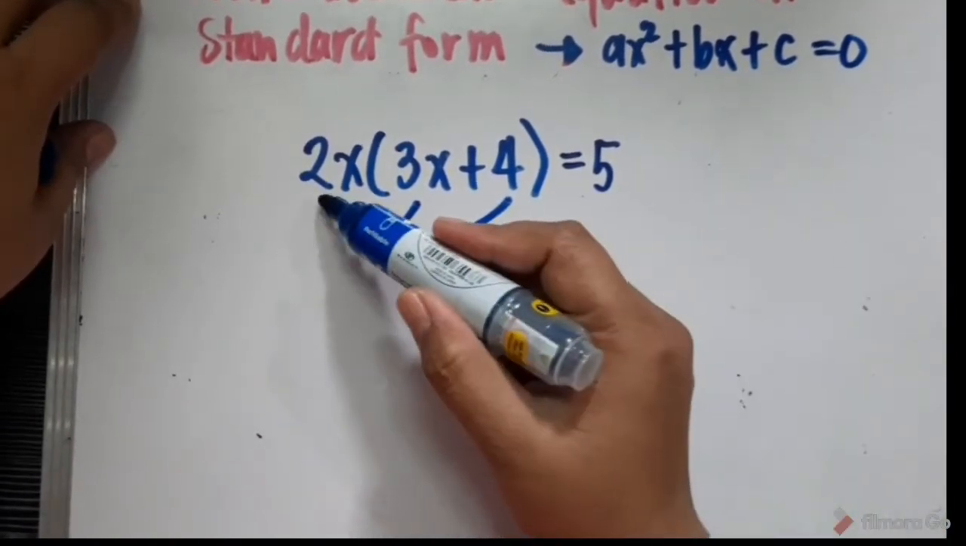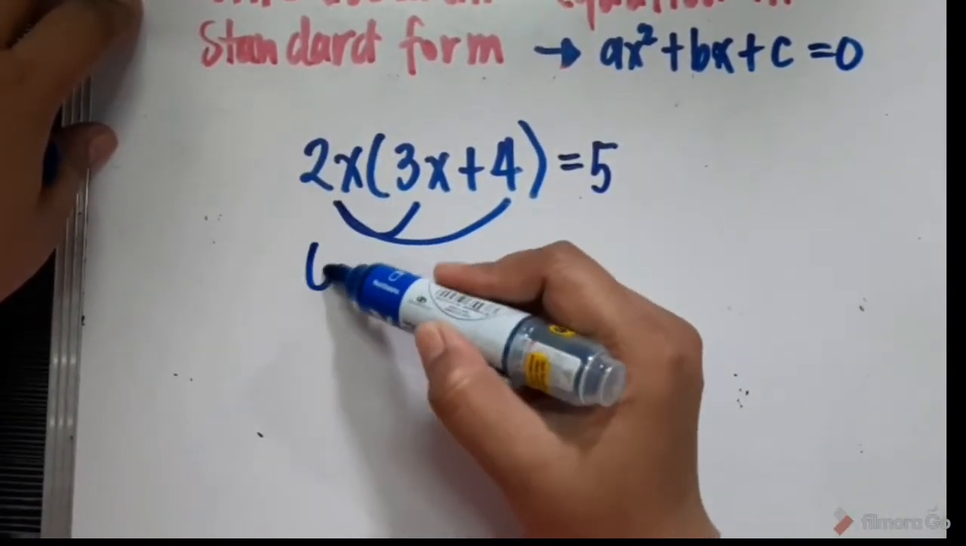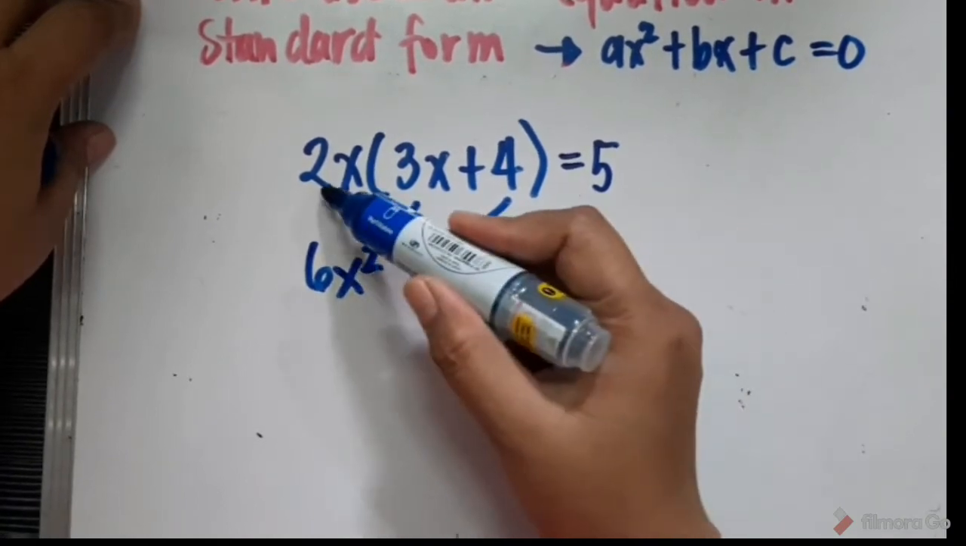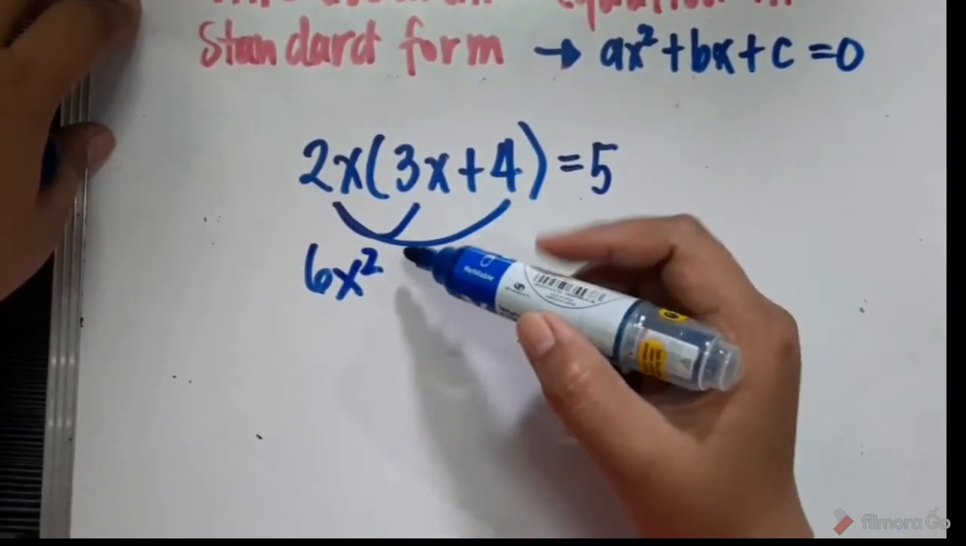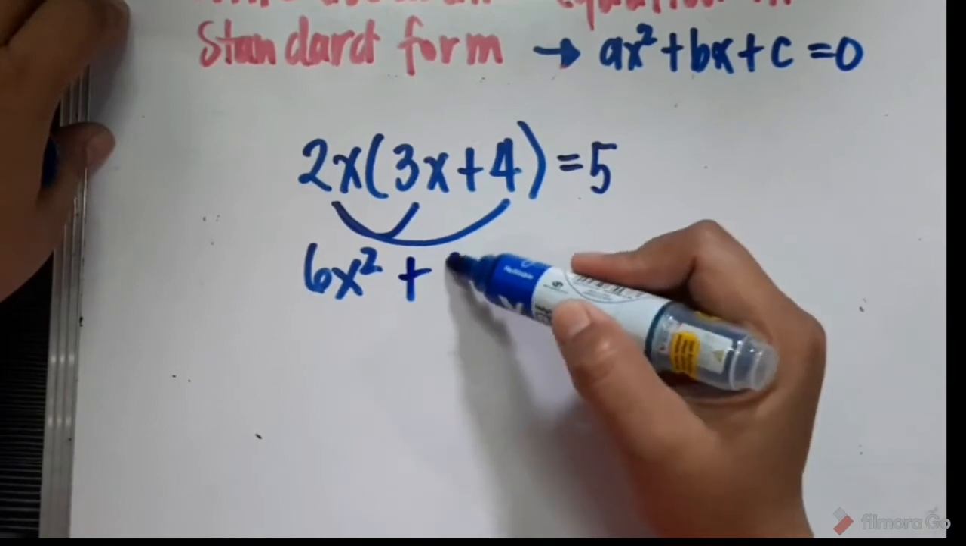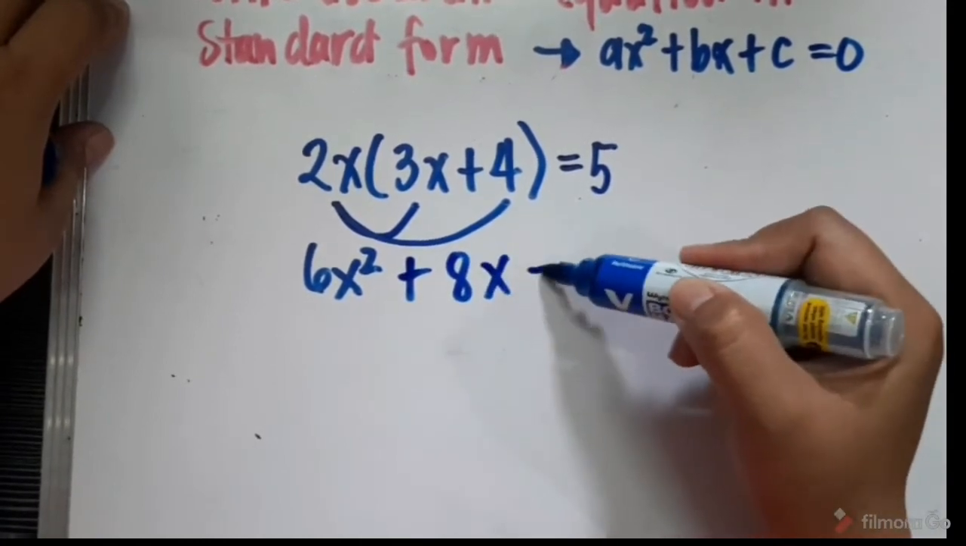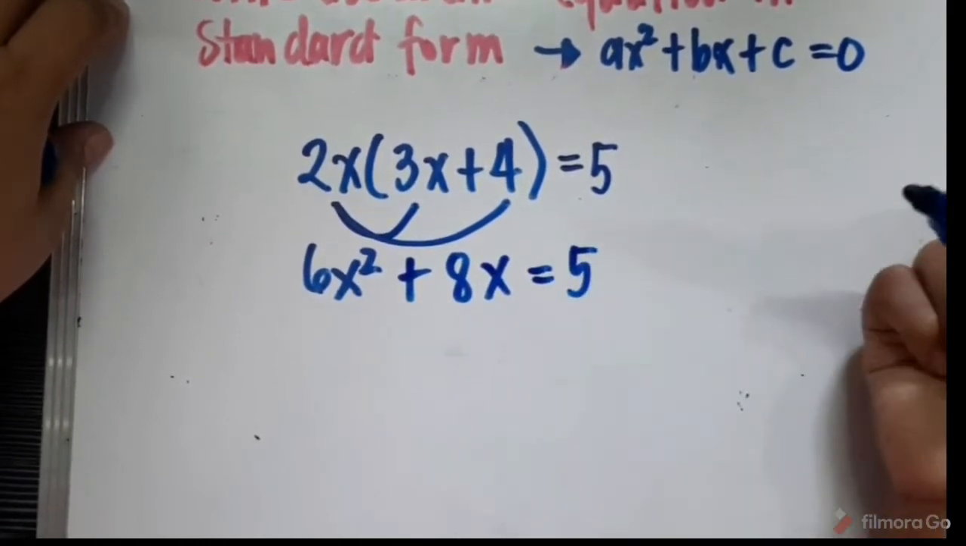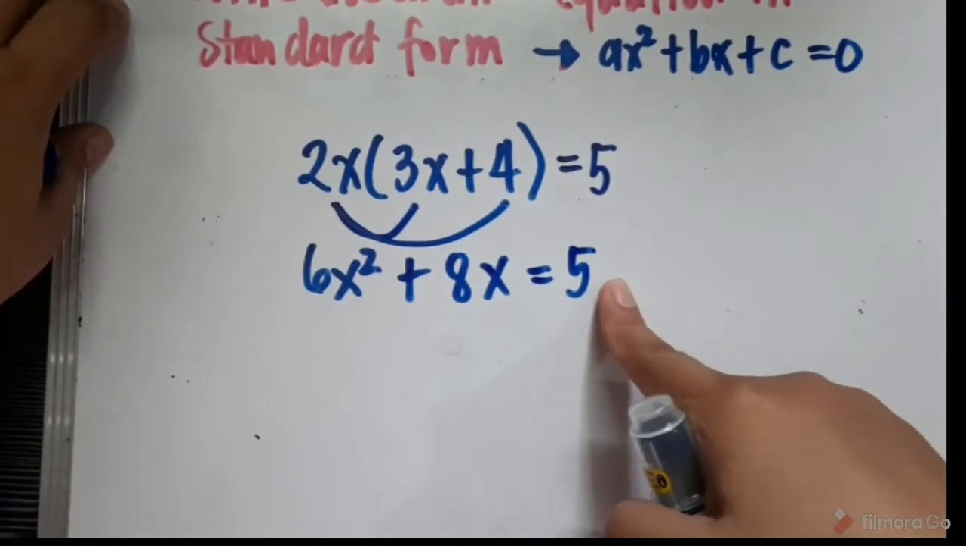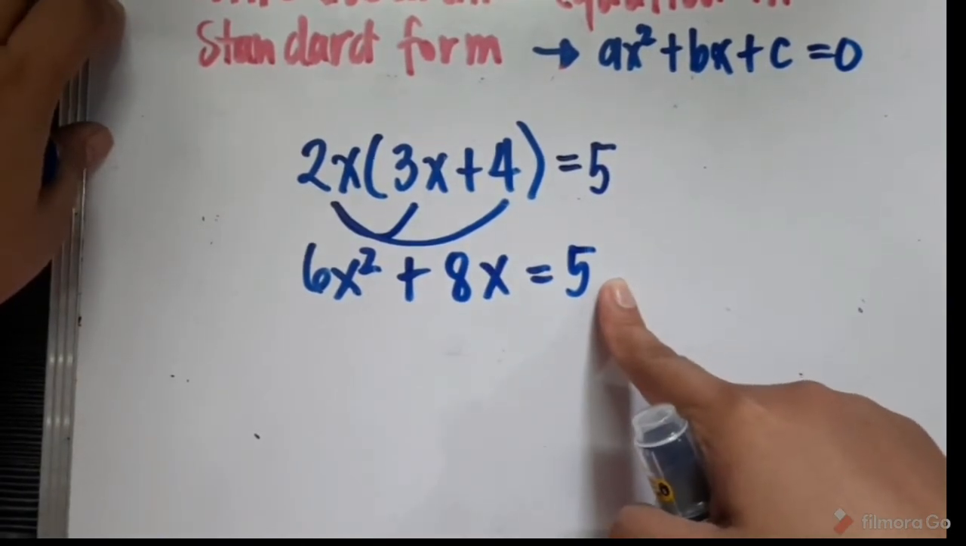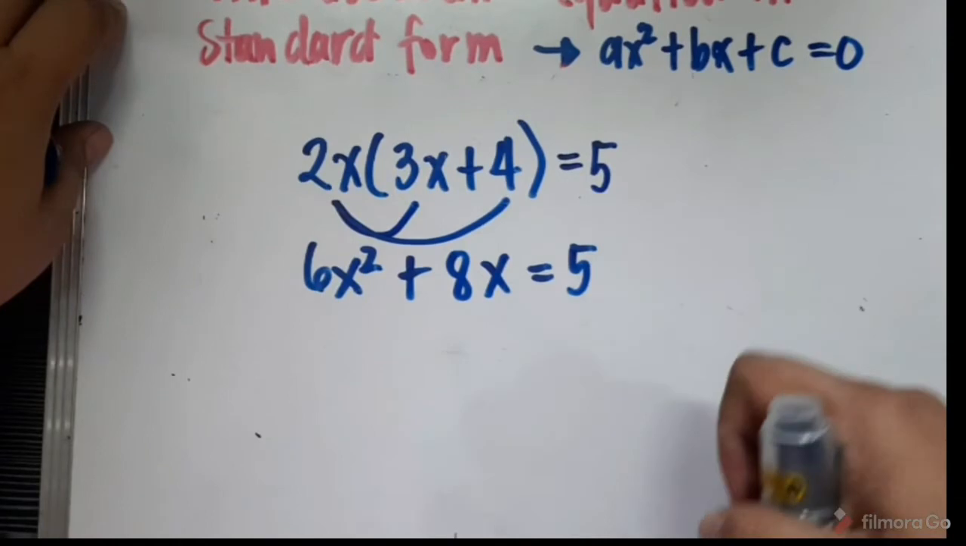And then 2x times 3x, we have 6x squared. 2x times positive 4 is equal to positive 8x. Copy the right hand of the equation. Next, we need to change the right hand side to equal to 0.